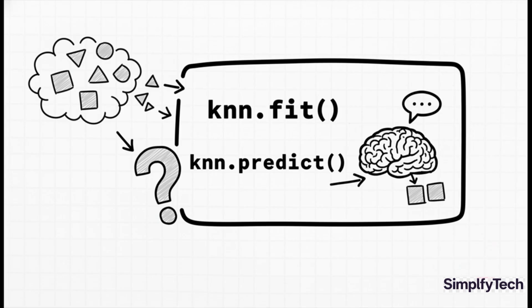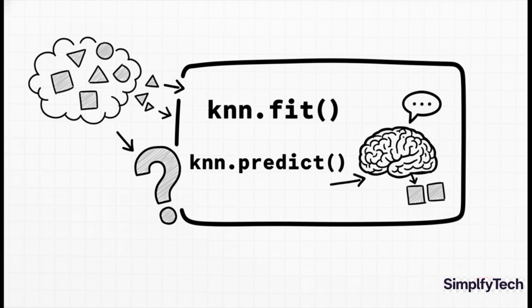And finally, step 3, train and predict. First, we fit the model. Now remember, because KNN is a lazy learner, fitting is a bit of a strong word. All we're really doing is showing it the training data and telling it to memorize everything. Then comes the fun part.